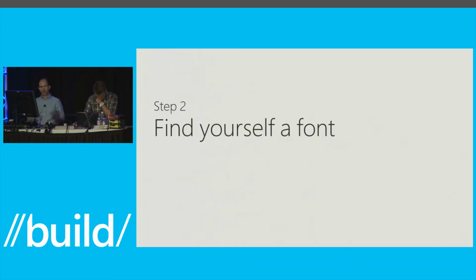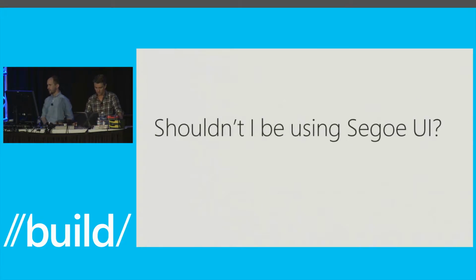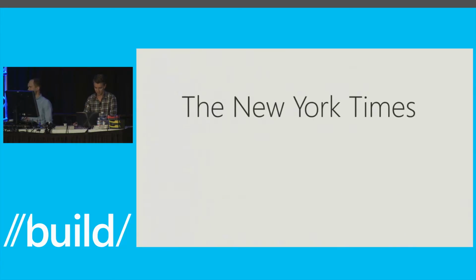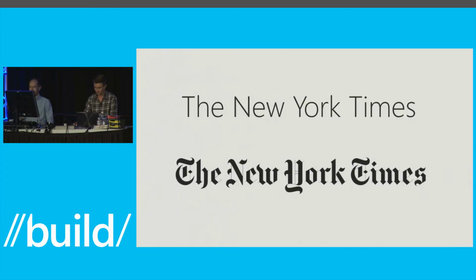But you might say, hang on a minute. You use Segoe UI across your platforms, across phone and across 8 and across Xbox and everywhere. So shouldn't I be using Segoe UI? You'd be surprised the number of times I get asked this by people. But Segoe UI doesn't always really make sense, especially if you're trying to build your own brand. For example, the New York Times just doesn't really work in Segoe UI. It would look much better in its own type, wouldn't it?